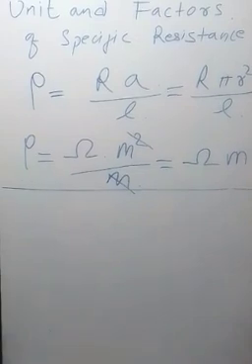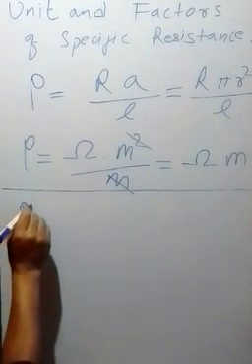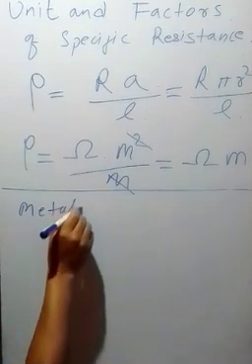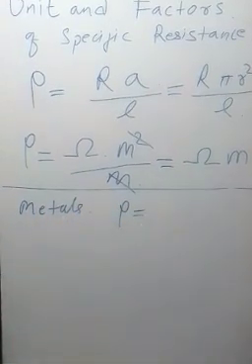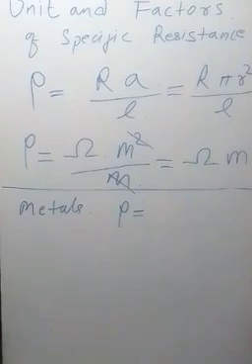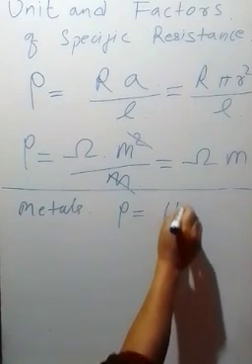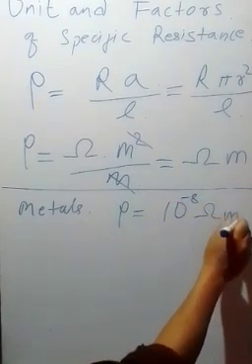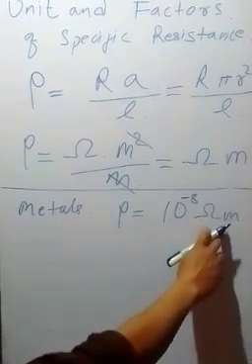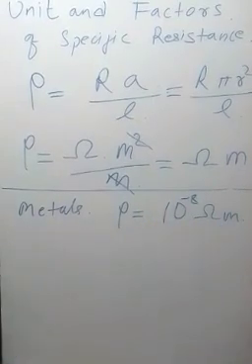Now for metals, the specific resistance is given here. This is very low, 10 power minus 8 ohm meter. So within 1 meter there will be only 10 power minus 8 ohm.